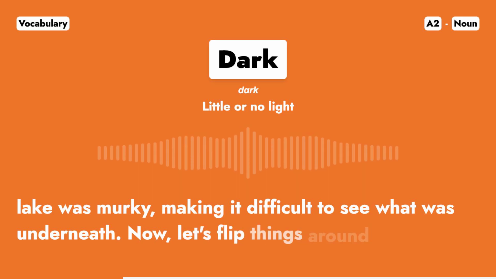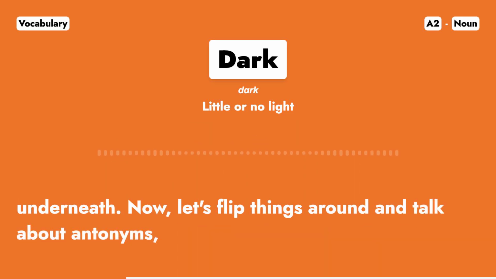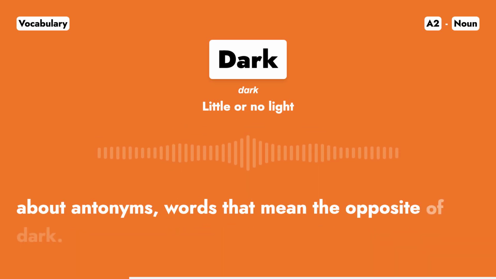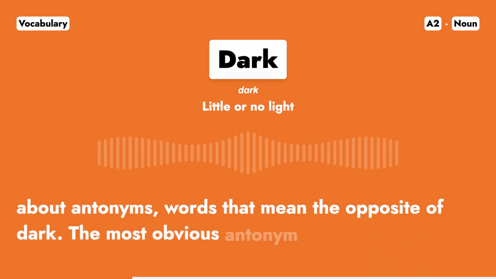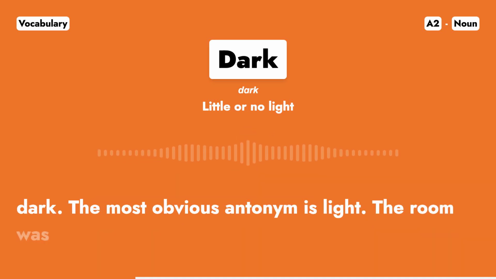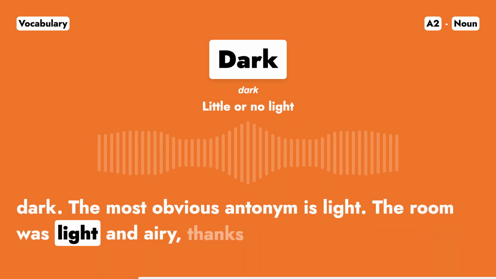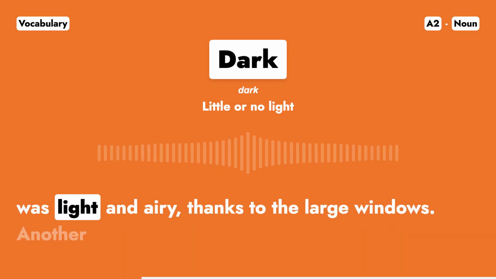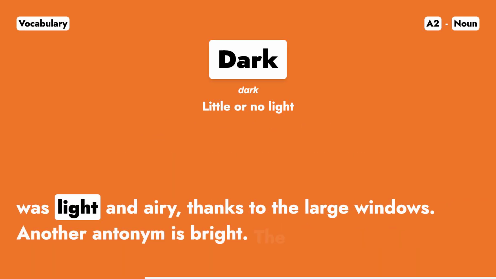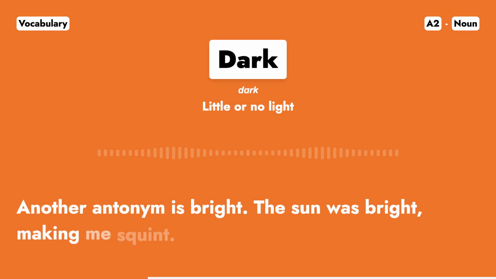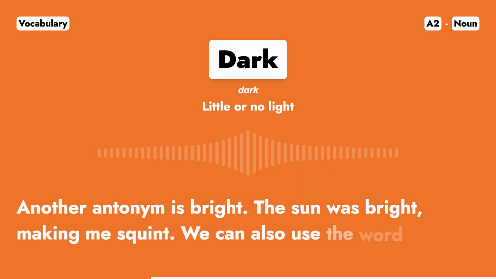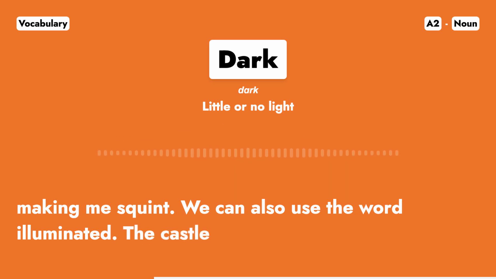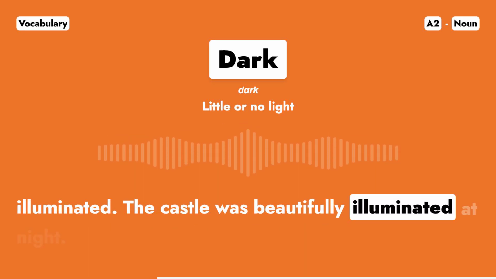Now, let's flip things around and talk about antonyms, words that mean the opposite of dark. The most obvious antonym is light. The room was light and airy, thanks to the large windows. Another antonym is bright. The sun was bright, making me squint. We can also use the word illuminated. The castle was beautifully illuminated at night.